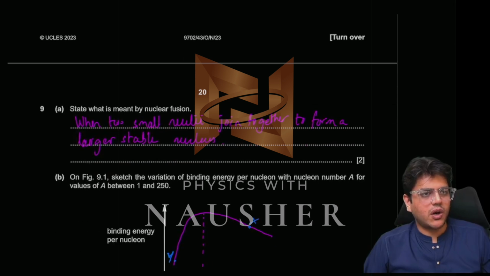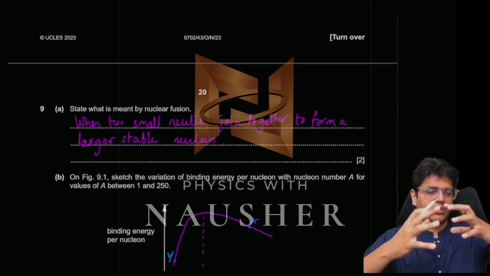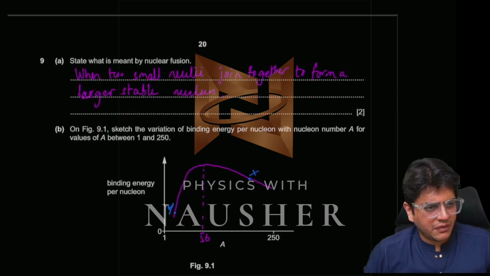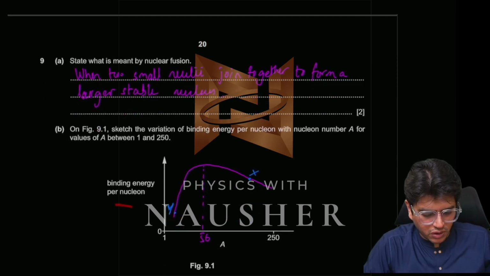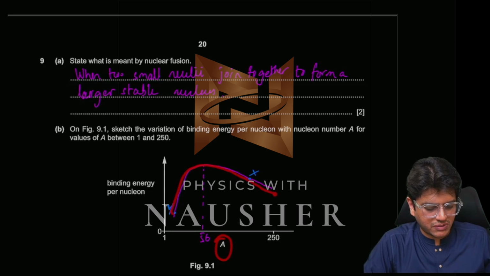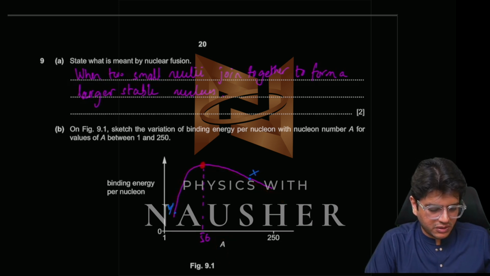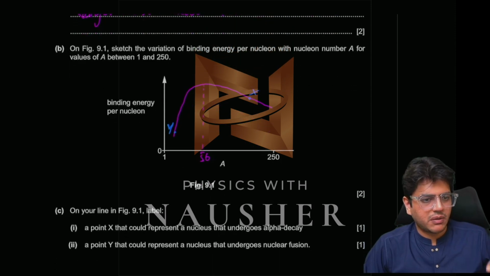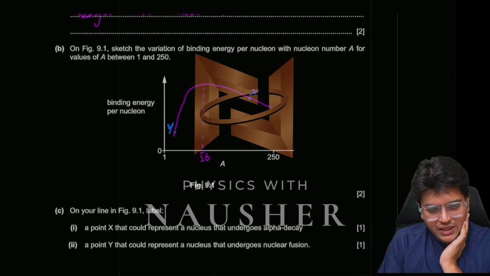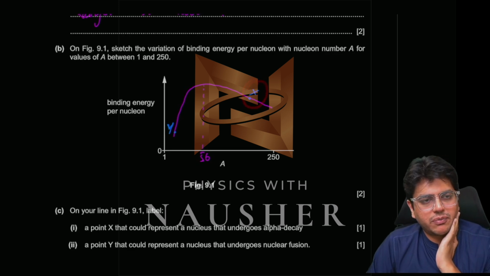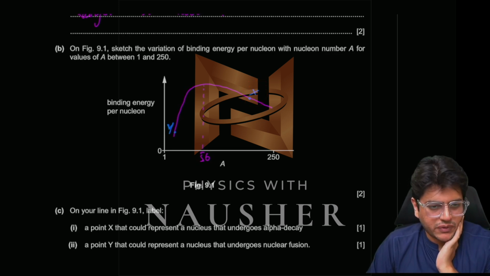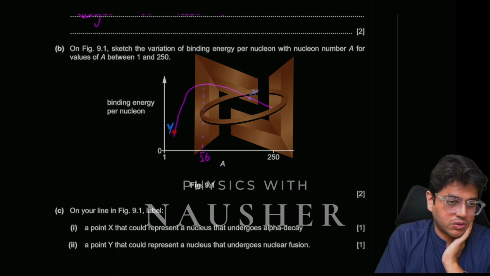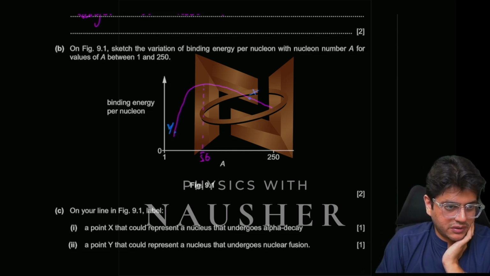Question number 9. What is meant by nuclear fusion? When two small nuclei join together to form a larger stable nucleus. Whenever they give you a graph of binding energy per nucleon versus nucleon number, you should always remember that it is like this, and the turning point is at 56, which is iron-56. Point X should undergo alpha decay. Alpha decay is for heavier particles, and undergo nuclear fusion. Nuclear fusion should be for lighter particles, so the particles at the very bottom over here.